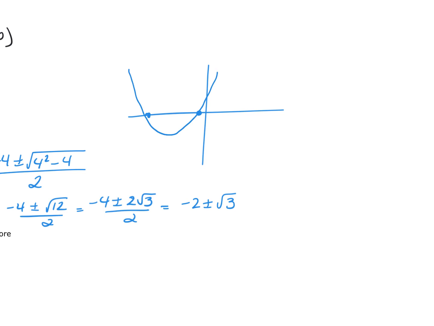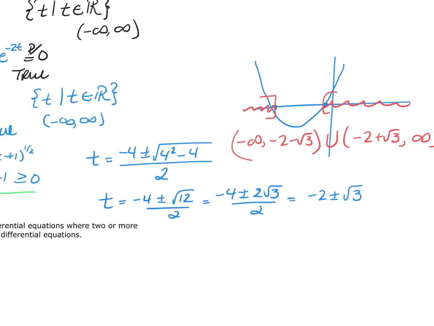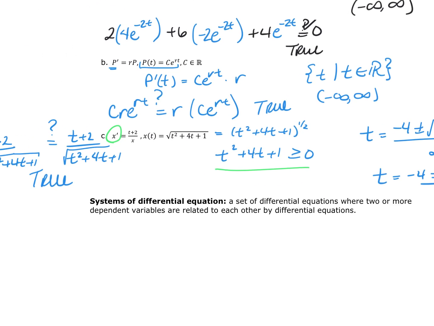So the interval that's going to make it true is the interval that goes from negative infinity to negative 2 minus the square root of 3, union negative 2 plus the square root of 3, comma, infinity. So this is the interval for t that would make this a true statement. That would be the interval for t that would stay in the real numbers for the original function.